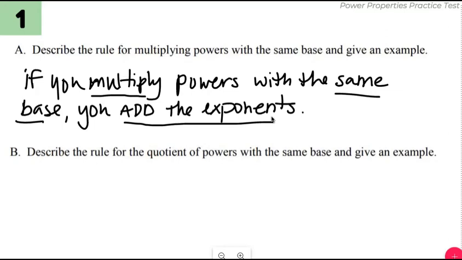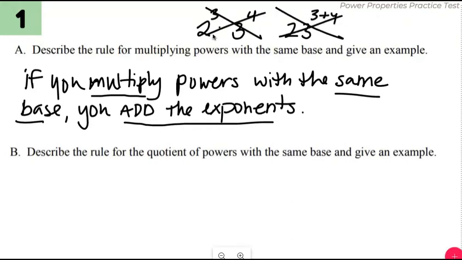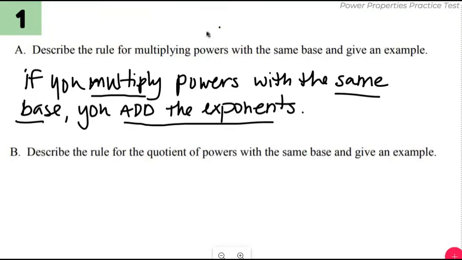All of those pieces are required for this to be a correct answer. You can't just say if you multiply powers, you add the exponents, because having the same base is key. Okay, 2 to the third power times 3 to the fourth power doesn't become 23 to the 3 plus 4. That's not how it works. It's got to have the same base for this whole thing to work. Okay, so each part is very, very important.